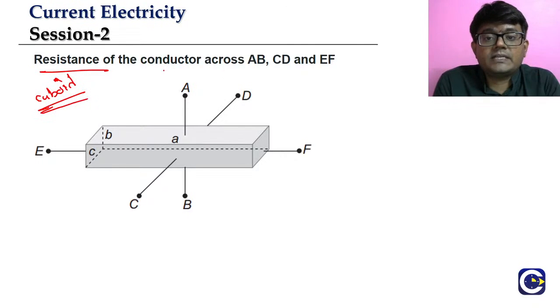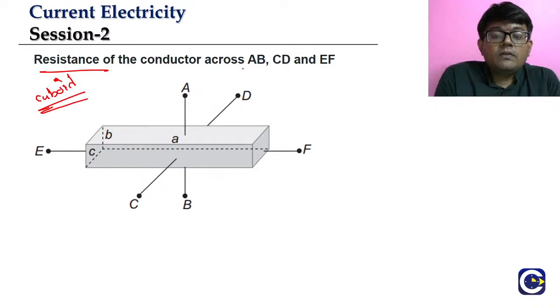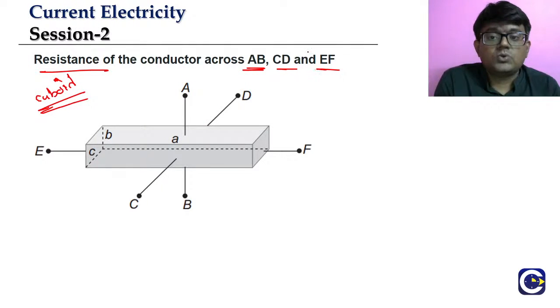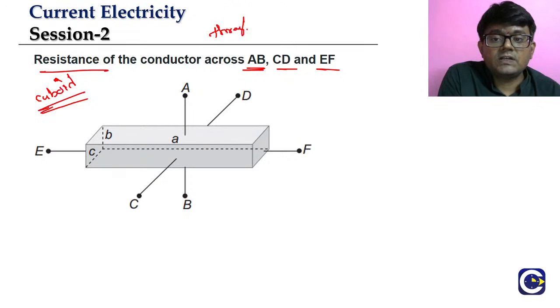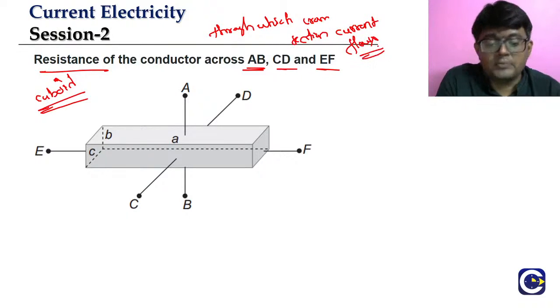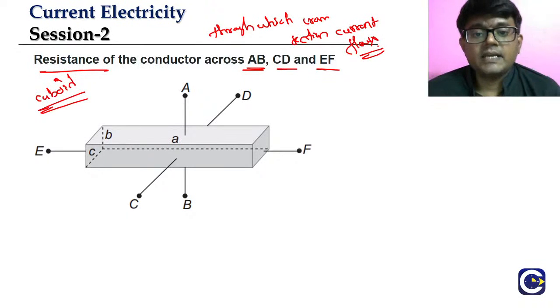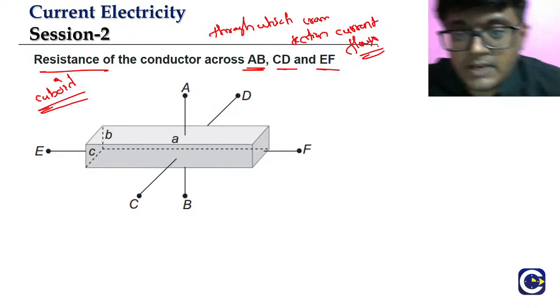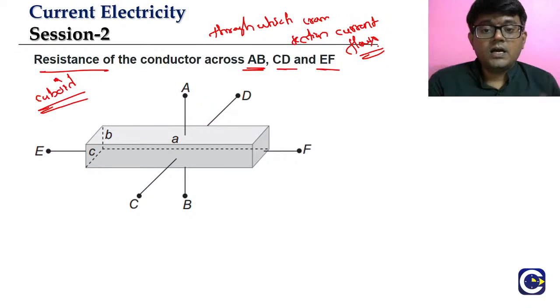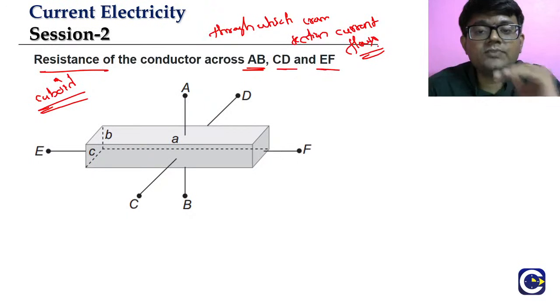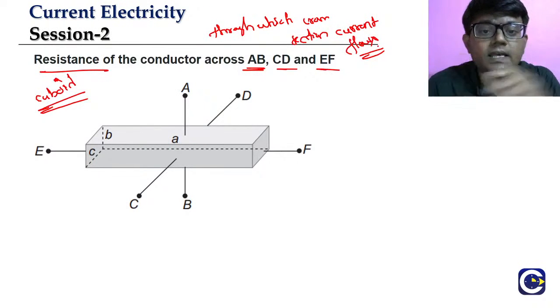Resistance of that conductor that you are considering will also depend on across which face, through which cross section, current flows. This is an important point. In the questions we can get theory-based questions. They will give us a cuboid and might ask us across which face the resistance will be least.